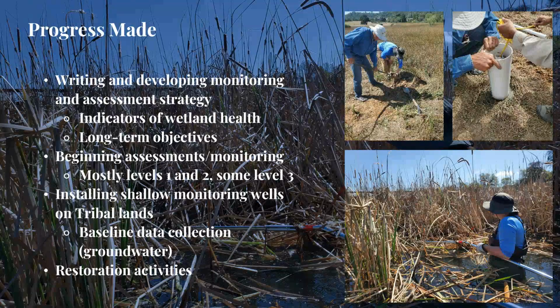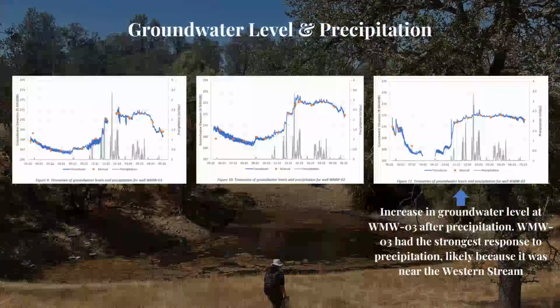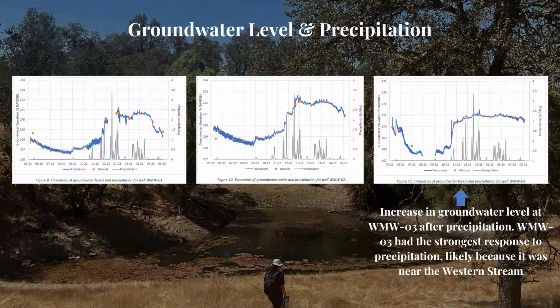All right, so on that baseline data collection that I'd mentioned, let me just explain these graphs really quick so you can understand. The blue line is the groundwater level. Those orange dots were manual measurements, and these spikes on the bottom are precipitation levels. This is from May 2022 to May 2023, so it's a year's worth of data collection.